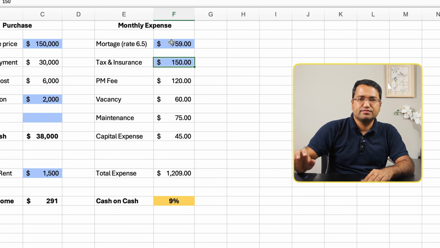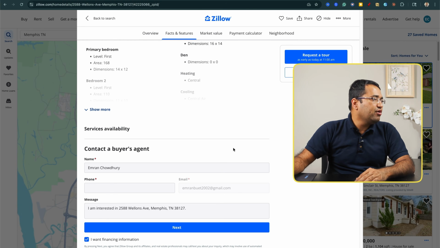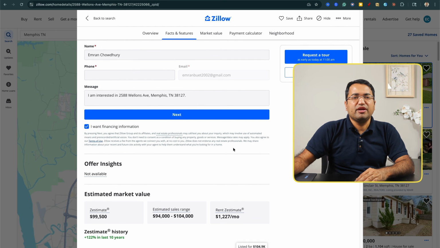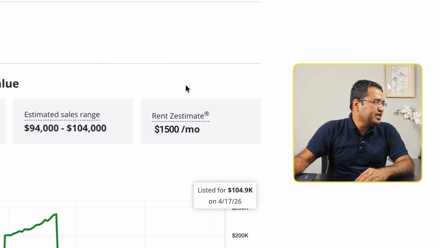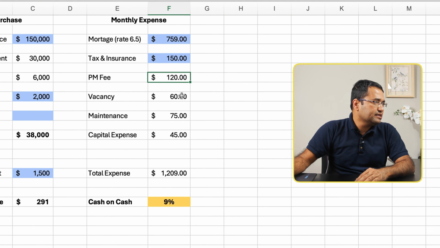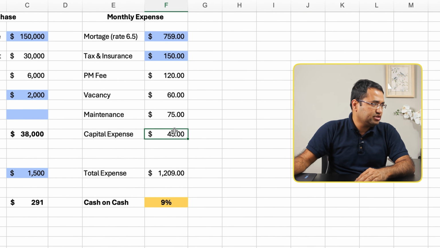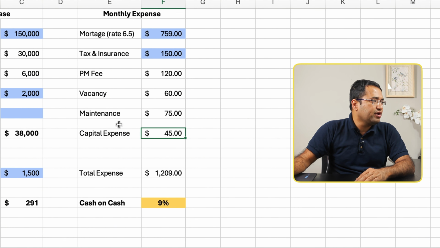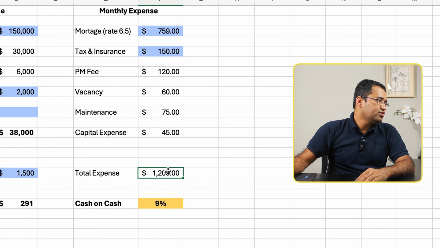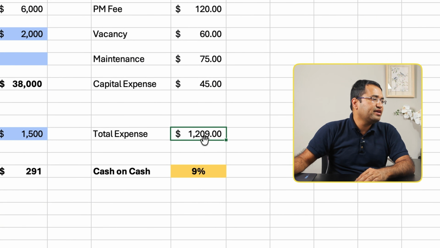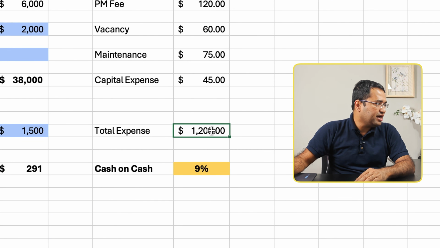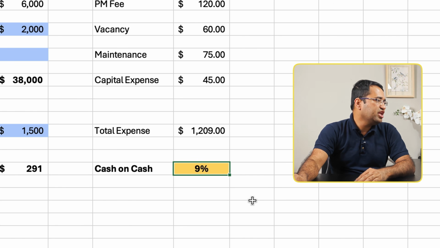the tax and insurance. Then you go to Zillow and find out the rent estimate for this property. If it's $150, it automatically calculates all the property management fee, vacancy, maintenance, and capital expenditure. So after all these things, you get the total expense of this value. So total monthly expense becomes $1,209, and this part is actually the cash on cash return. This is 9%. That's the number you want to look at.